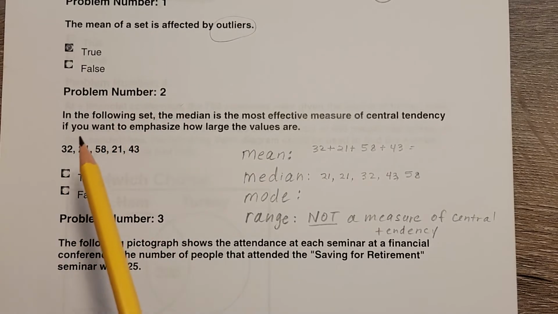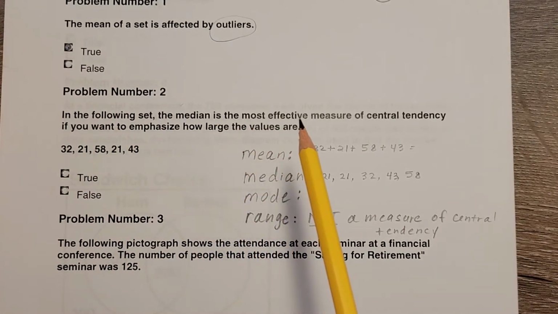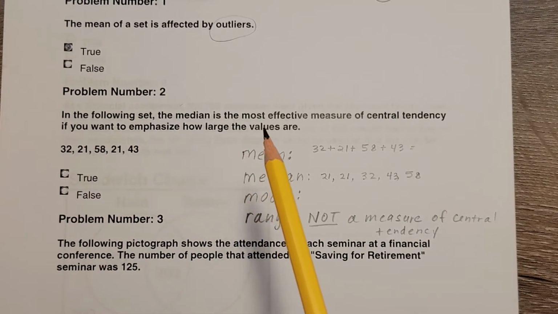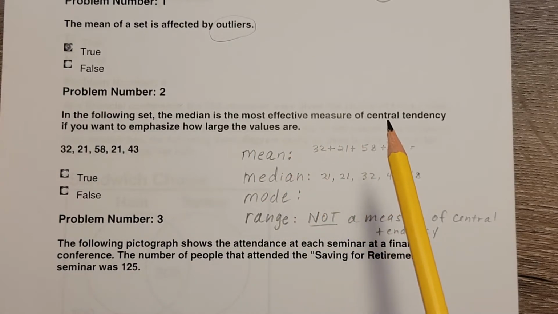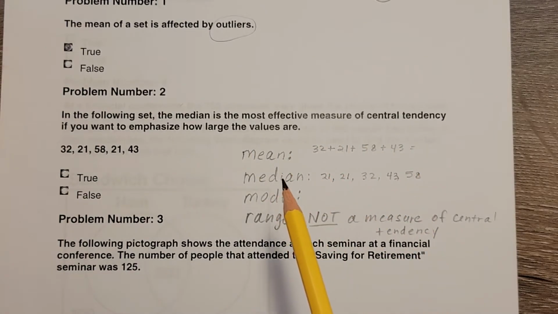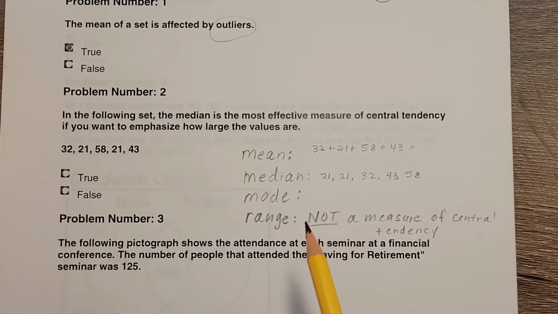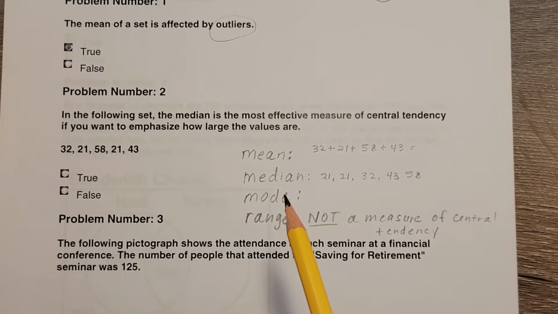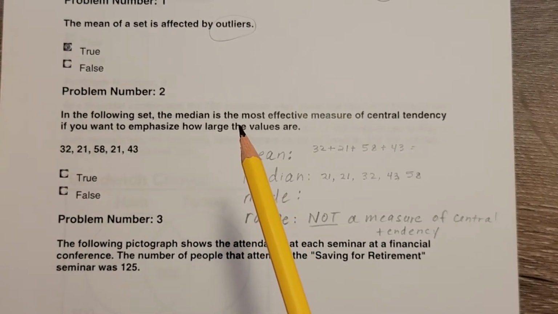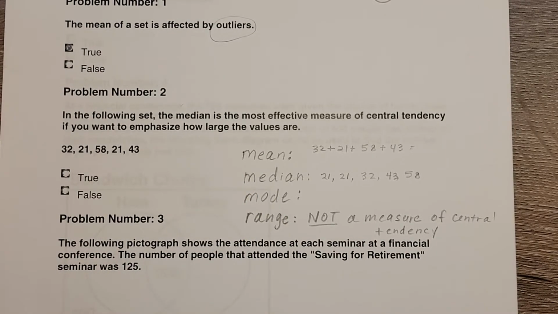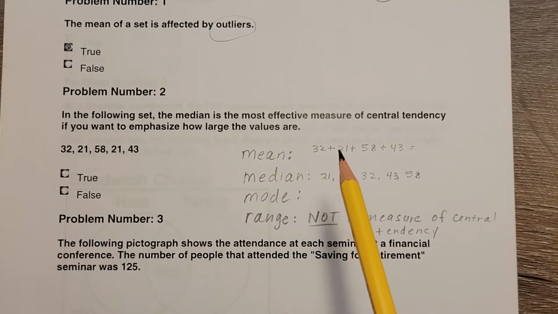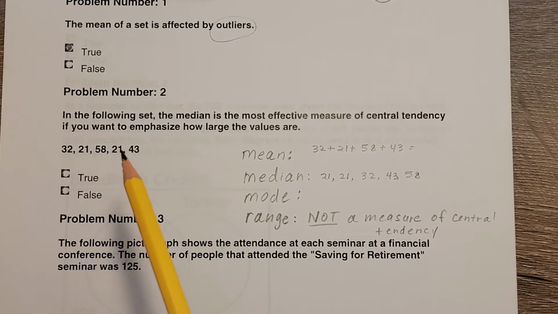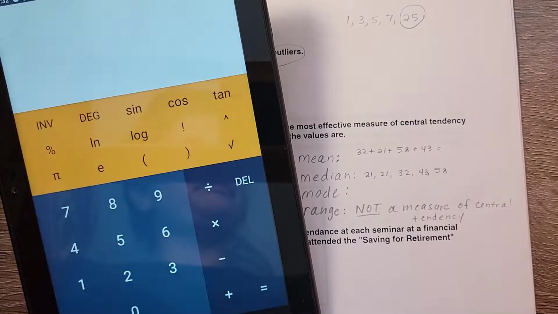Okay, problem number 2. In the following set, the median is the most effective measure of central tendency if you want to emphasize how large the values are. Central tendency is measured by the mean, the median, and the mode, but not the range. So we need to be able to find the mean, the median, and the mode to be able to answer this question, whether it's true or false. You know how to find the mean. You add all the numbers, and then you divide by how many numbers you added. Since there are 5 numbers, we will divide by 5.